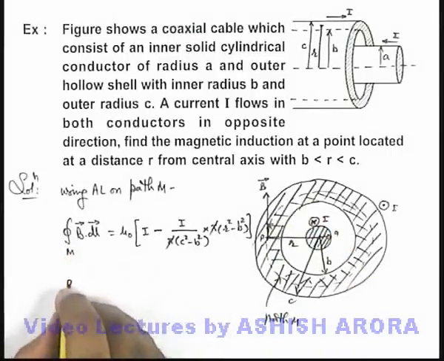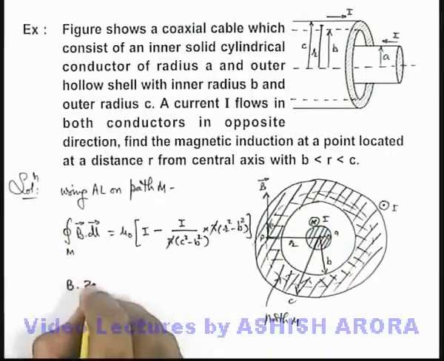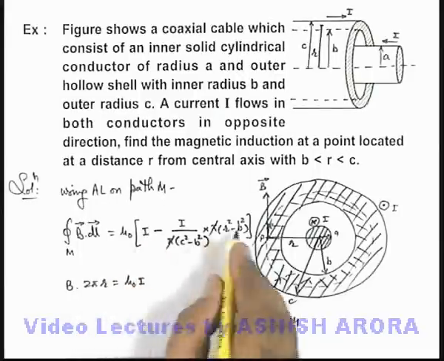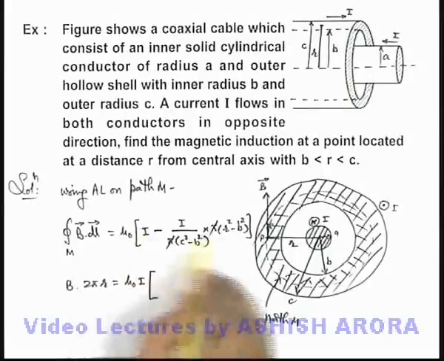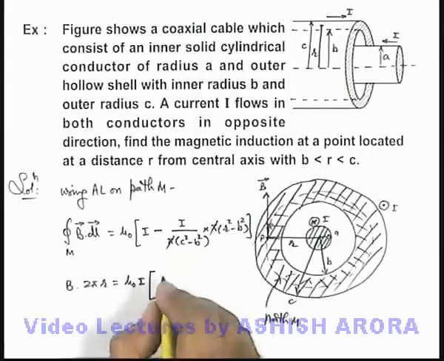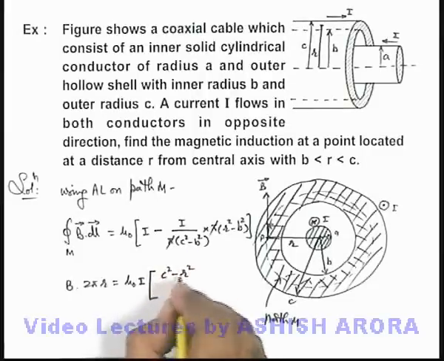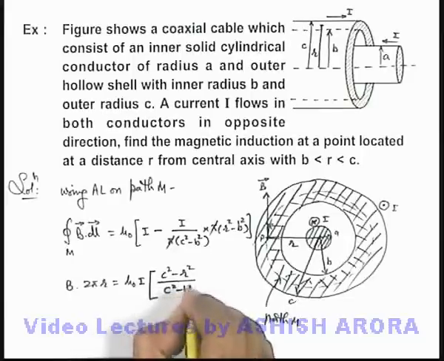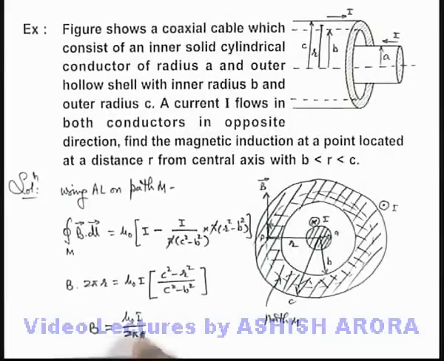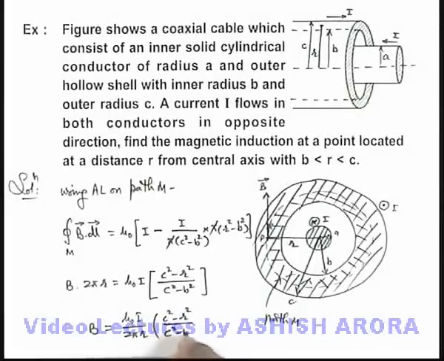So this can be written as B integration of dl or B into 2 pi r, which is equal to mu naught I, and within the bracket the terms can be simplified by taking LCM C square minus B square. It will become C square minus r square upon C square minus B square. So from here the value of magnetic induction we are getting is mu naught I by 2 pi r multiplied by C square minus r square by C square minus B square. That will be the answer to this problem.